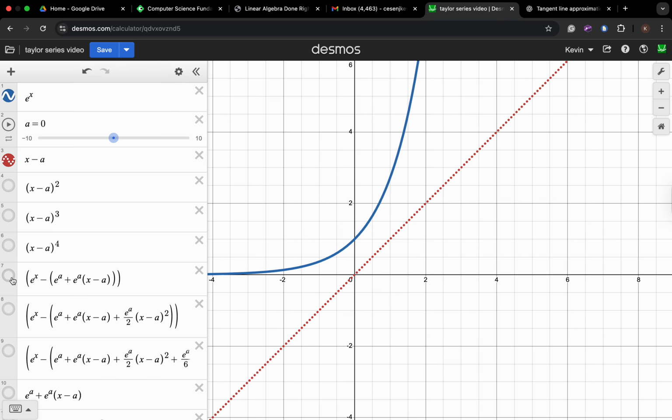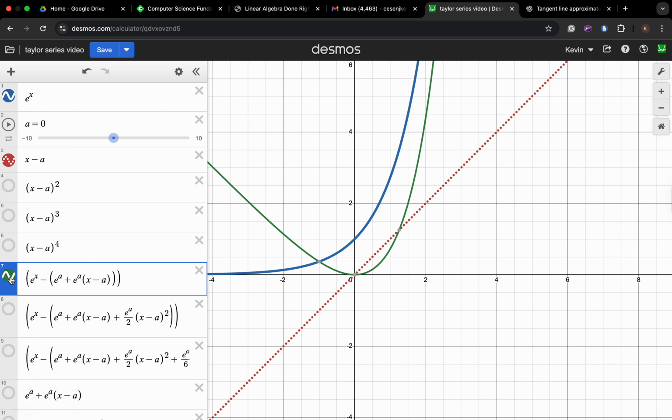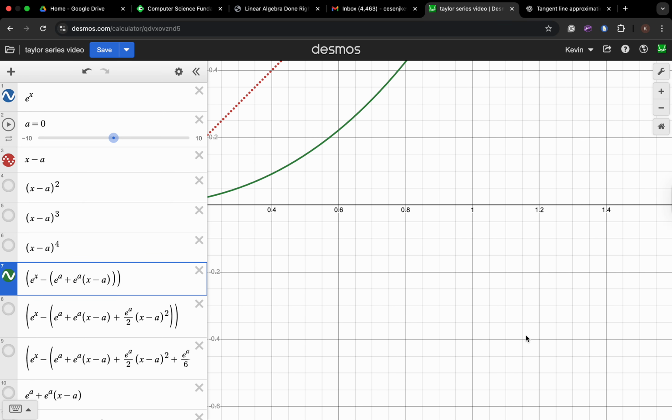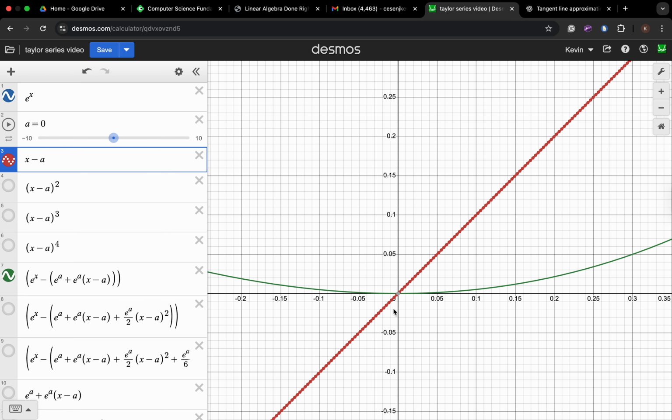And again, if I actually plot our error function, which is f of x minus our approximation over here, we can see that it goes to 0 way faster than our function x minus a goes to 0. So close to x equals a, it will be negligible compared to this. So it's going to be small o of this, which means it's the only such function for which this limit will go to 0.